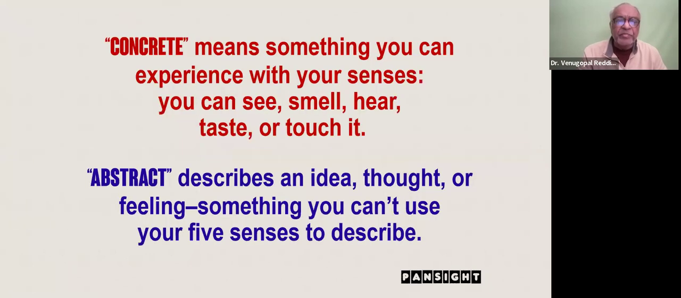Kinds of words. Concrete words. Concrete means something you can experience with your senses. You can see, smell, hear, taste, or touch it. Whereas abstract words describe an idea, thought, or feeling, something you cannot use your five senses to describe. Is this clear? If it is not clear, I will give you more examples.